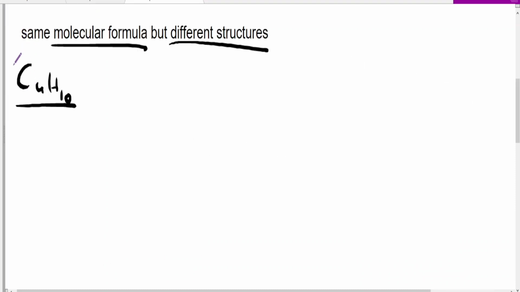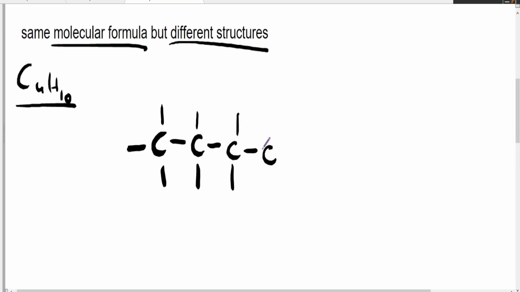So, what are isomers? Isomers are compounds that have the same molecular formula but different structures. Suppose that I have this molecular formula C4H10 and I'm asked to draw the structure of C4H10. So I'd start with 4 carbon atoms, the longest unbroken carbon chain, and 10 hydrogens, right? So 1, 2, 3, 4, 5, 6, 7, 8, 9, and 10 hydrogens. What do I name this? I would name this butane.